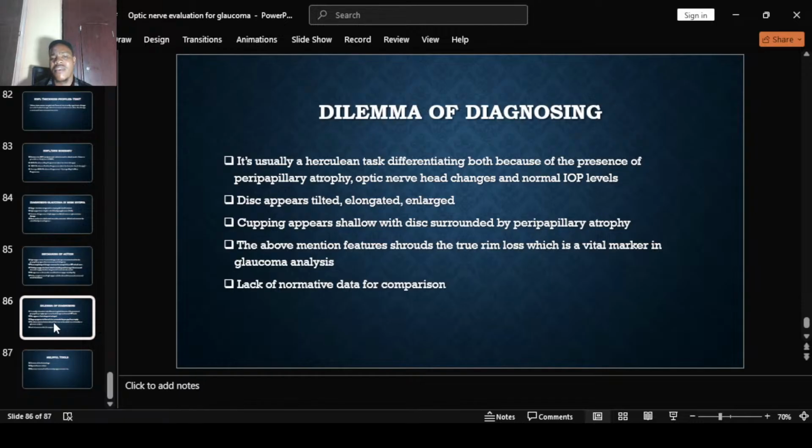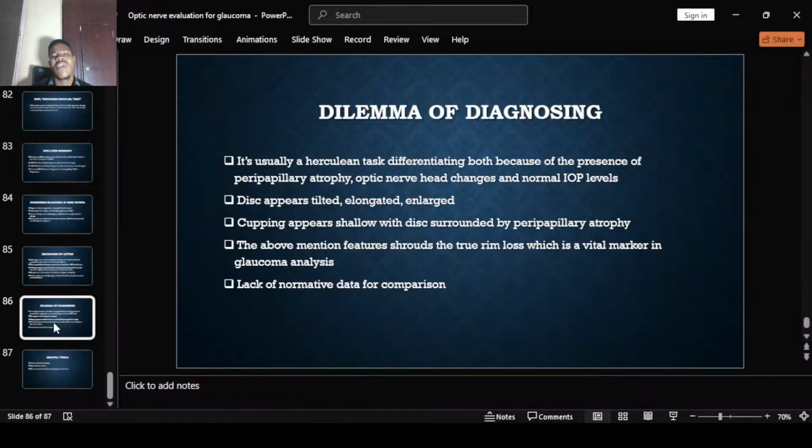Also, the disc appears tilted, elongated, and enlarged. Thirdly, cupping appears shallow with the disc surrounded by peripapillary atrophy. Remember we said that peripapillary atrophy is one of the signs we could see in a glaucomatous disc. And also the above mentioned features shroud the true rim loss, which is a vital marker in glaucoma analysis. So when we see a tilted disc, it is sometimes difficult to pinpoint or isolate the retinal nerve fiber layer. When we see an elongated or enlarged disc, it makes it difficult for us to be able to look at the neuroretinal rim.